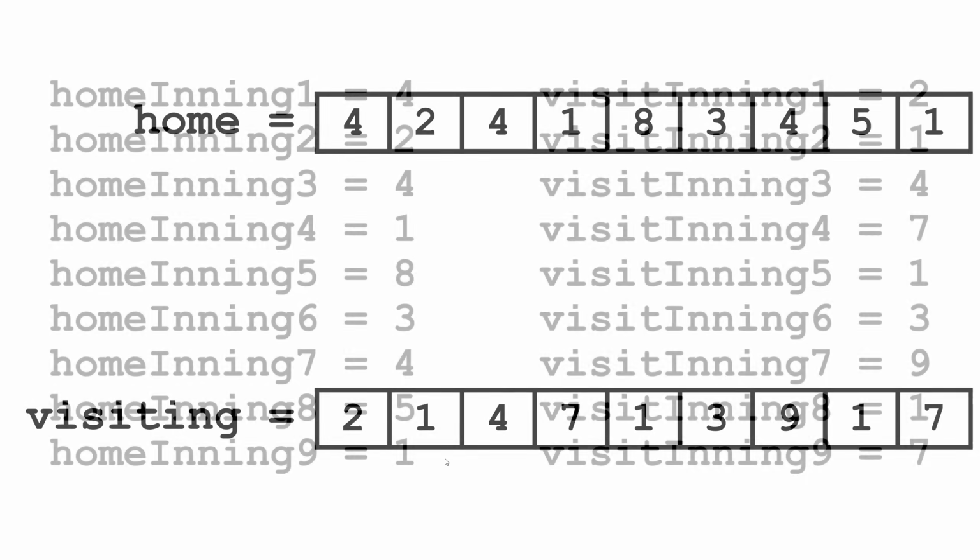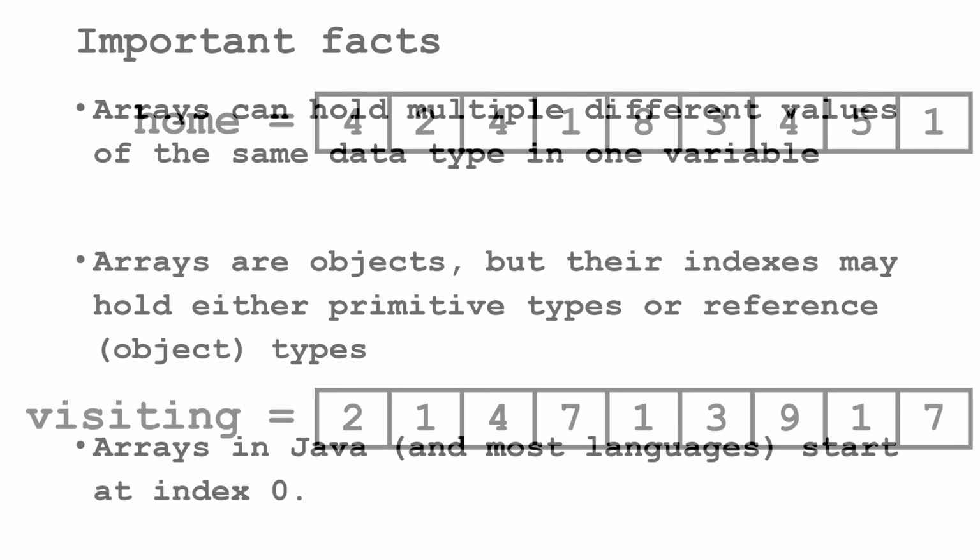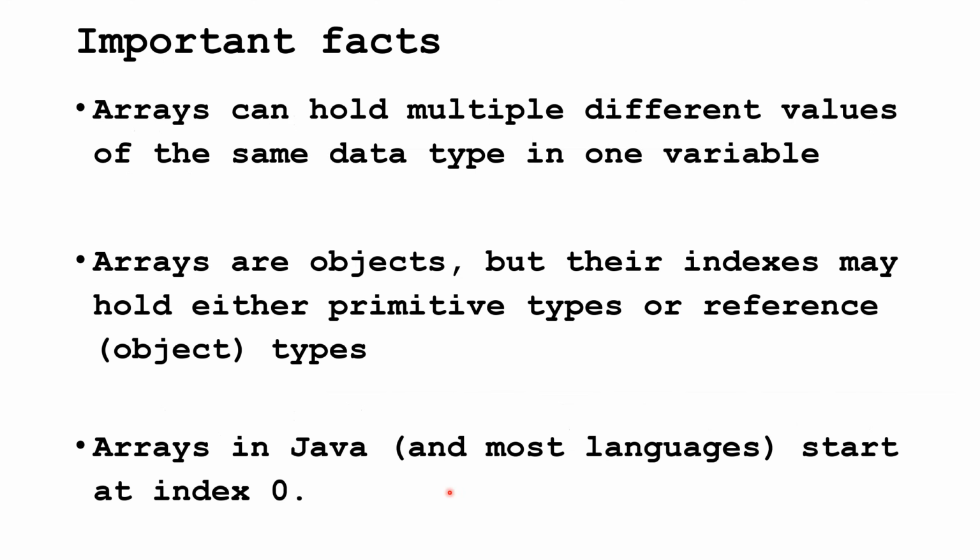On the other hand, if we used arrays, we could have one array for the home team with one index for each inning, and one array for the visiting team with one index for each inning. It's a lot more efficient to program and to debug. Now let's move on to see how we can implement arrays in Java.